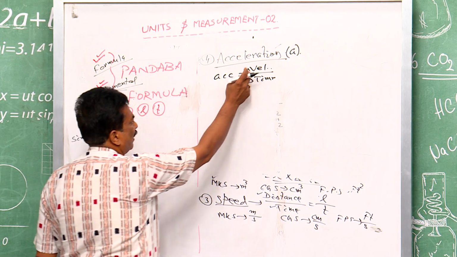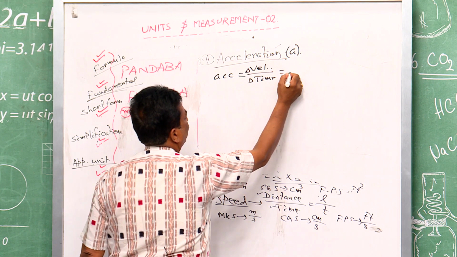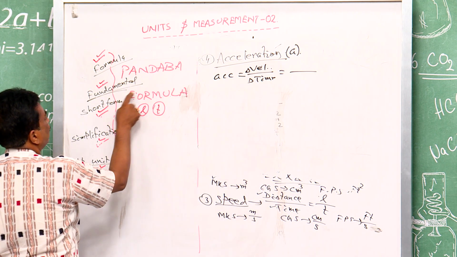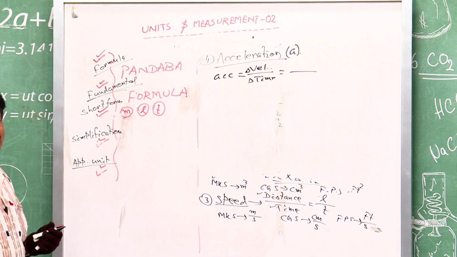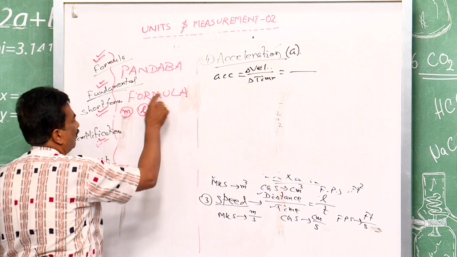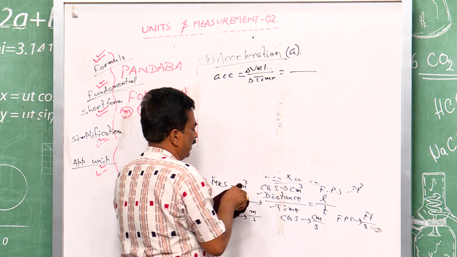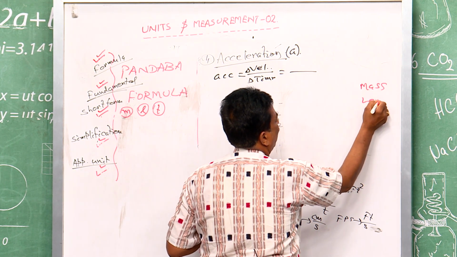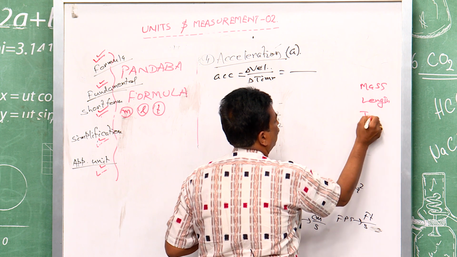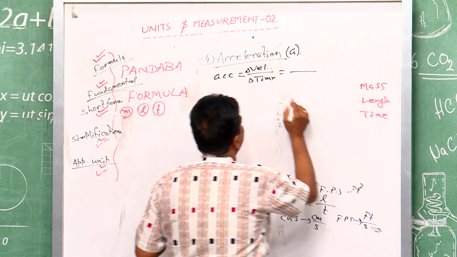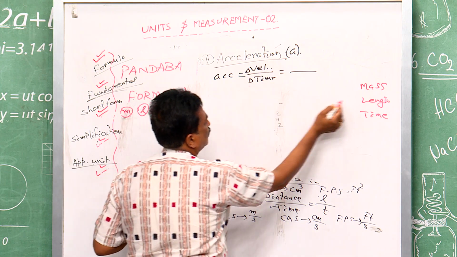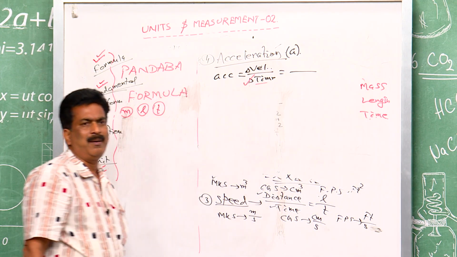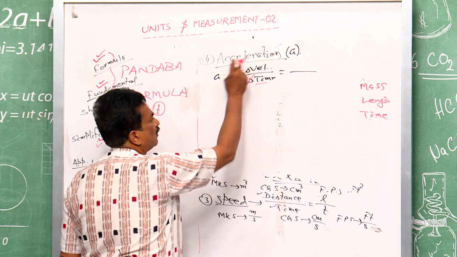The question comes, sir, what is the velocity? Velocity by time is the fundamental formula. Next, is it in the fundamental or not? Velocity is not the fundamental. As I said, in the fundamentals you have to use mass, length, and time. Here velocity does not come, but time comes, so time is the fundamental one. So velocity is not the fundamental.